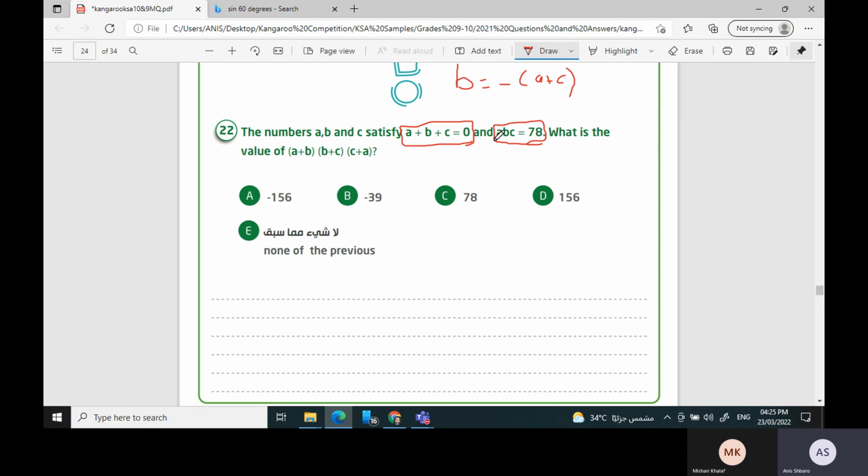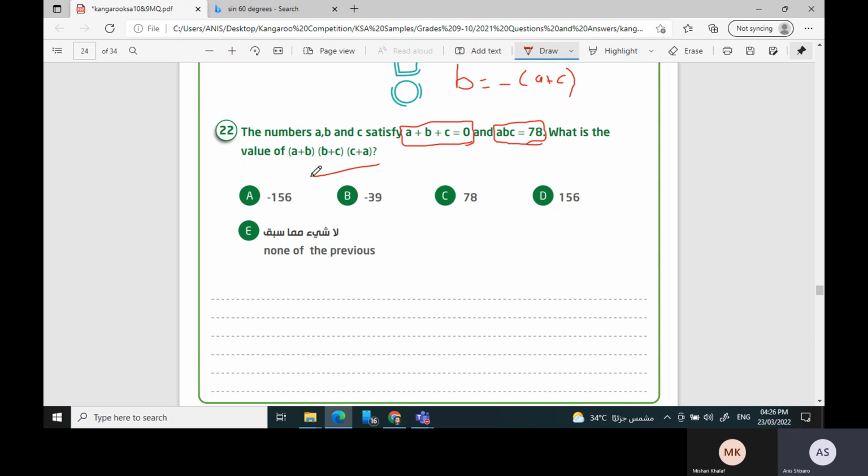So here simply you are saying that AC multiplied with negative A is equal to 78. So you can find A in terms of C and C in terms of A. But look at this, if you did the following, you will have one unknown. You will have one unknown, but in fact all the choices are real numbers. So you need something more important for this, something practical.